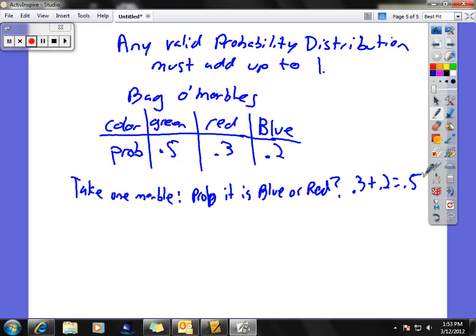Okay? Let's say what's the probability it is not red? So the probability it's not red means it has to be what? Green or blue. So you add those up. Okay, so that would be 0.5 plus 0.2, so that would be 0.7.